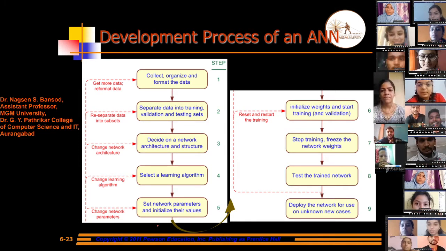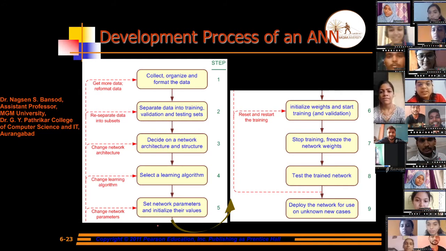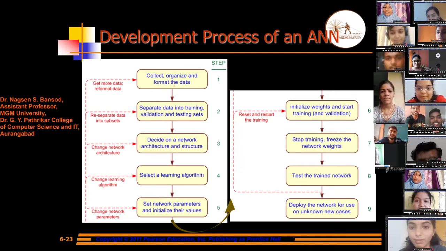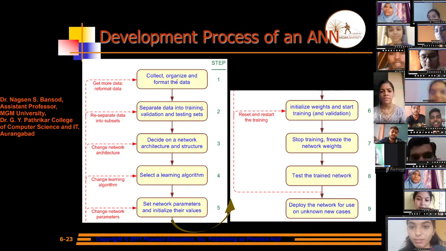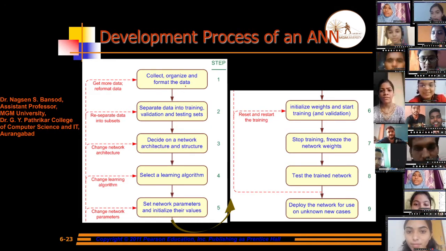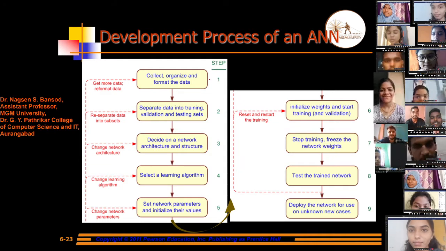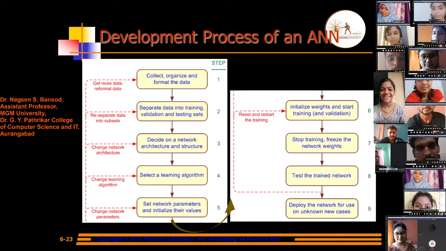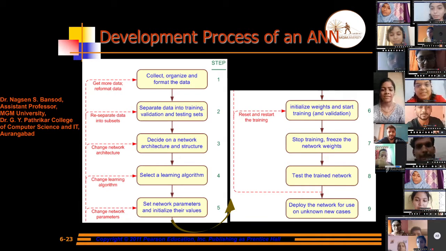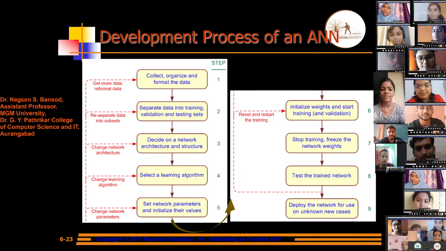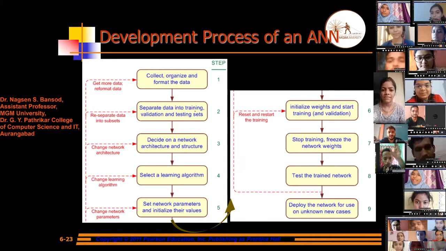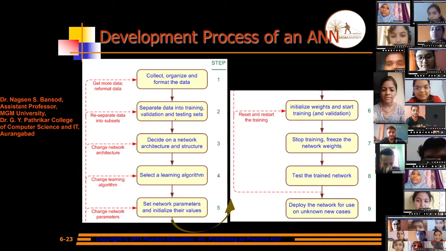Development process of an artificial neural network. First step, we have to collect the data, organize that data in an appropriate manner, and then formulate the data. In the second step, get more data, reform data. From the previous step we can get more data. After getting and organizing data, then separate data into training, validation and testing sets.